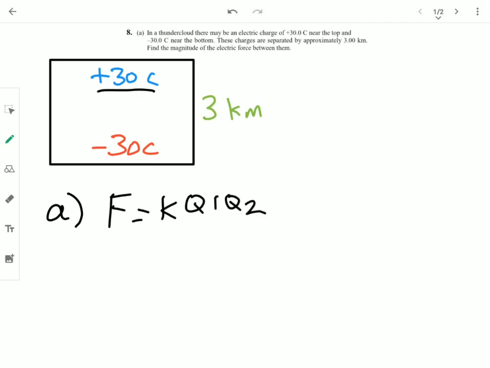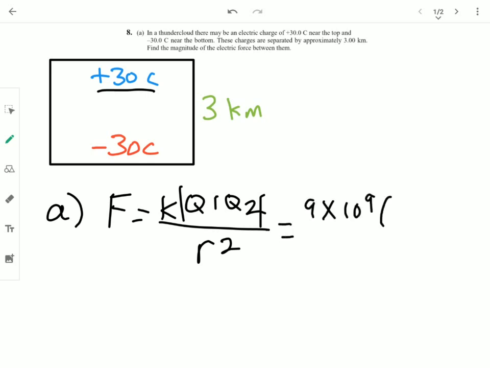Now one thing that you guys should know is that Q1 times Q2 is always absolute value. So if you have a positive times a negative, doesn't matter, the product should always be positive. So the force has to be positive in short. K is 9 times 10 to the power of 9. That's a constant, you should know that.